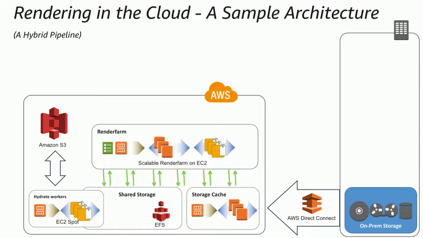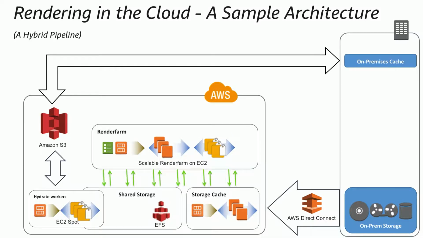Then you have some kind of storage cache or shared file system that you could implement, or use a native service like EFS, Elastic File System, that Amazon offers. And then you're running a scalable render farm on top of it, typically an EC2 Spot render farm. Now, you could take these assets back and forth. If you're writing, those assets could be written directly on premises, or you can write them in the cloud and then transfer those over.